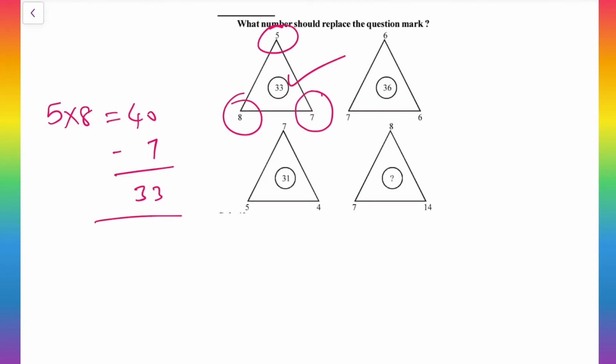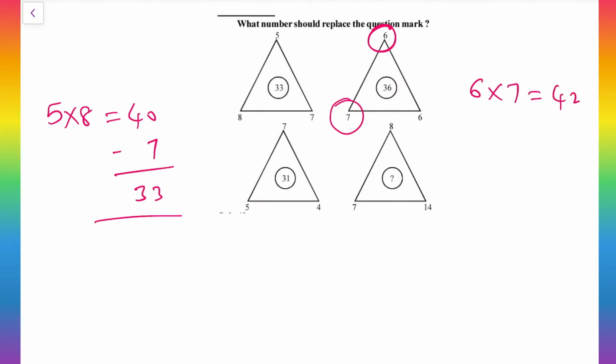Okay, now let us check the same logic for here also, whether it is applicable or not. These two numbers we need to do multiplication. 6 into 7 is 42. From that answer, we need to subtract this number. That is 42 minus 6. It is nothing but 36. Yes, that is the middle number exactly.